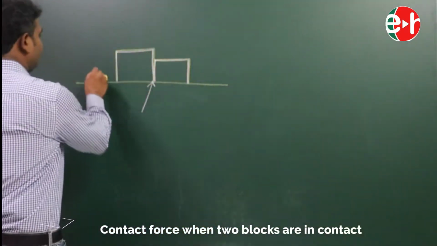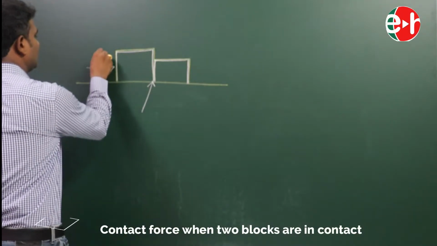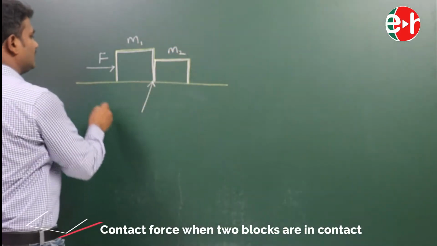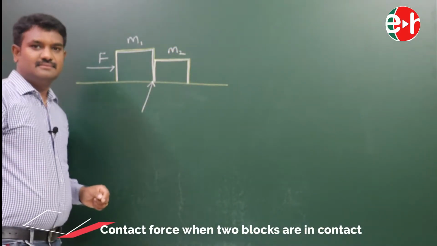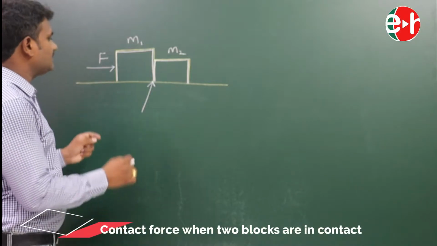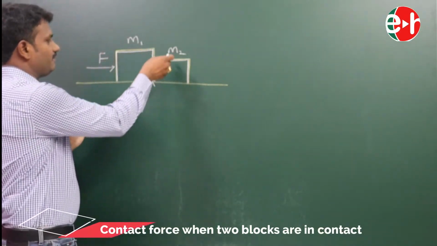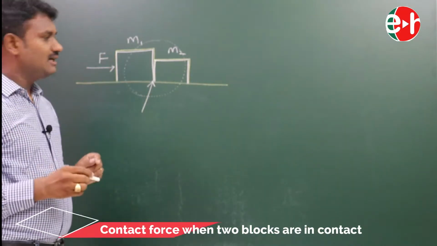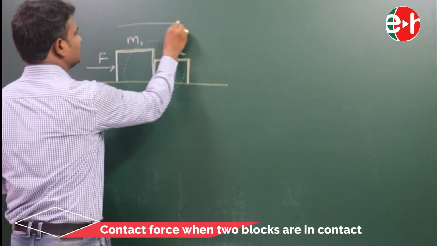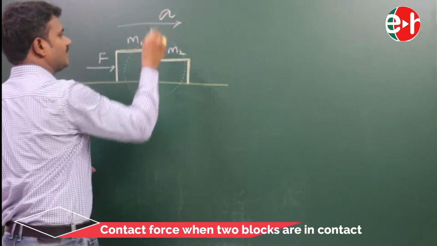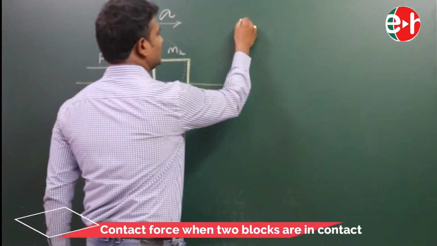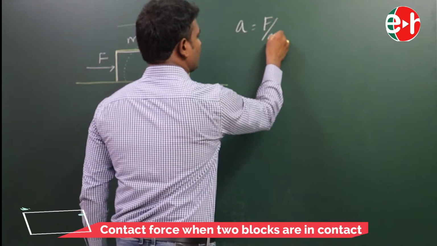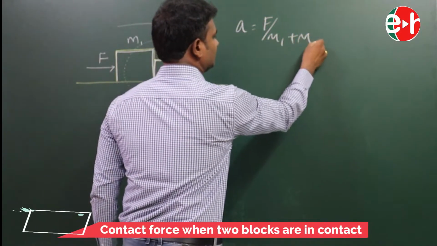Let us see. If a force capital F is acting on the block of mass M1 from left to right, what happens? The system as a whole, these two blocks, act as a single block and they move with the same acceleration A. Then what is our acceleration? A is equal to F by M1 plus M2.